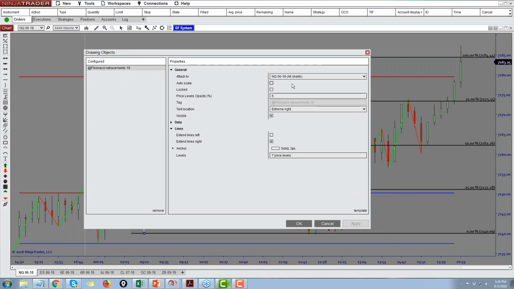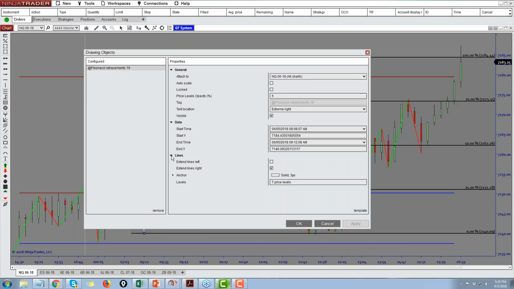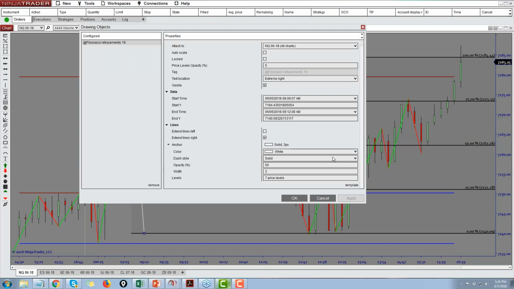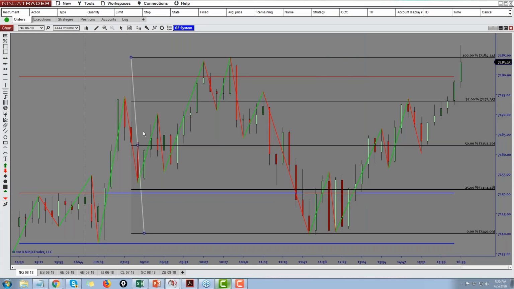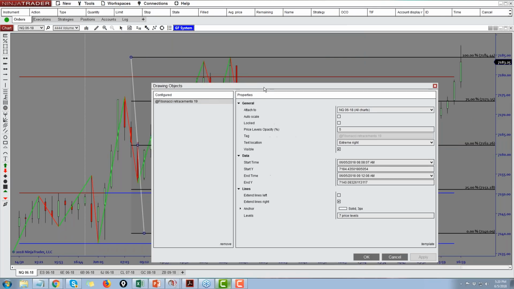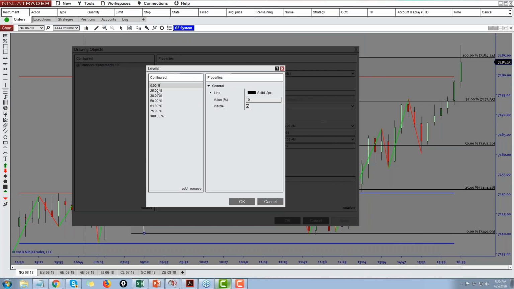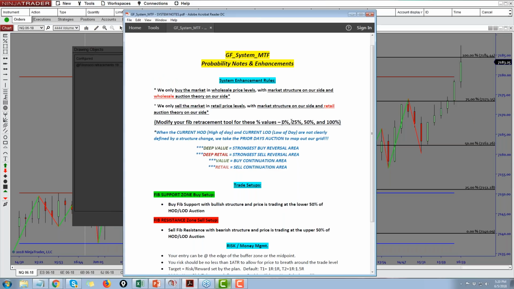Let's see here. And the lines, the anchor points, the levels. There we go. So what we can do is you can extend the lines, you can change the fib retracement, right? You can adjust these levels. You can change them to be different levels, right? Your anchor point, the levels, 7 price levels. You can go into the edits. You can edit these. What we want to do is edit them to 0, very important, 0, 25, 50, and 100.